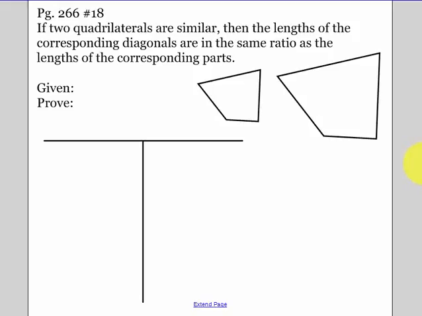So we have quadrilateral MATH, and then we have quadrilateral LIFE. So we are given that our quadrilaterals are similar. So MATH is similar to LIFE.